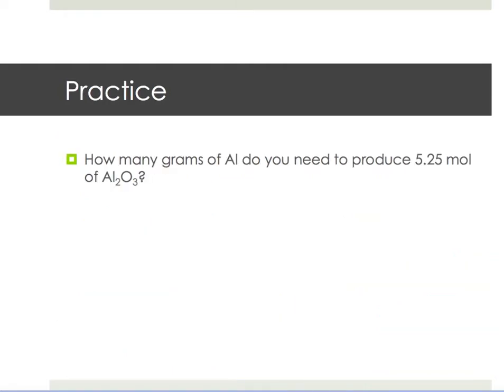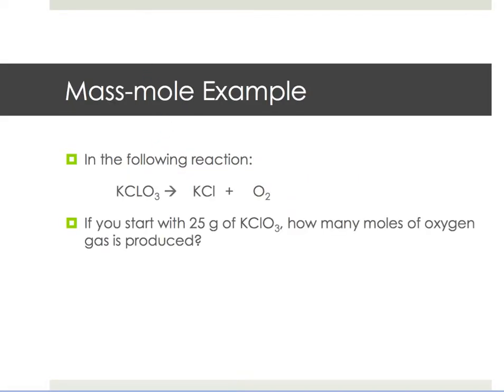Here's a question for you to practice. Pause the video, work through this. The answer's on the next slide. So hit pause, and then when you hit play, you'll get your answer. And your answer should be 283 grams of aluminum is how many grams of aluminum I need to produce 5.25 moles of aluminum oxide.